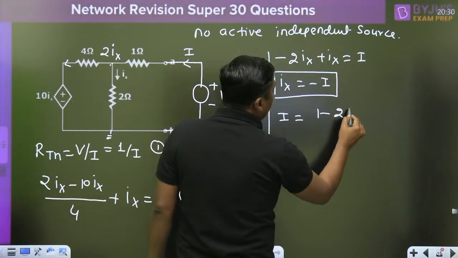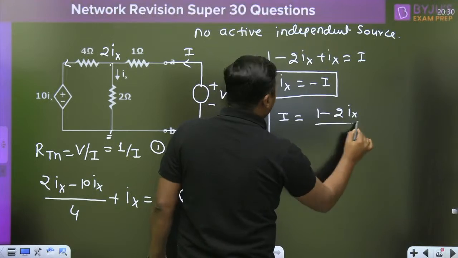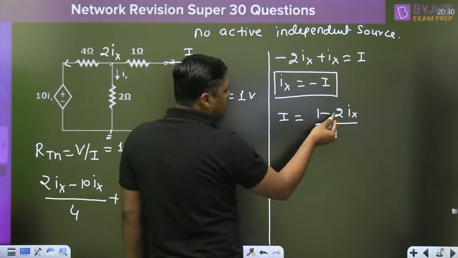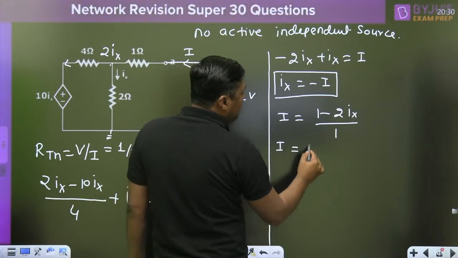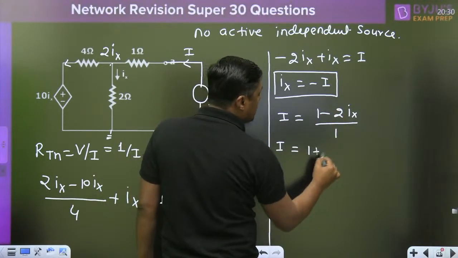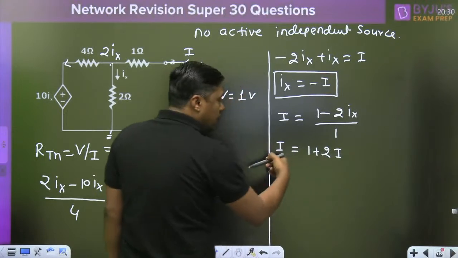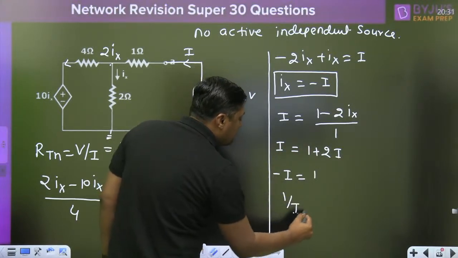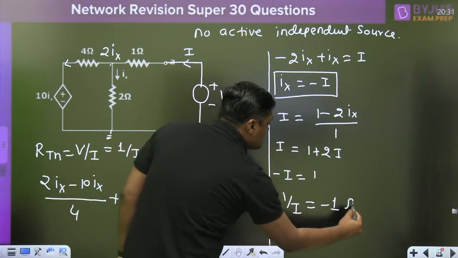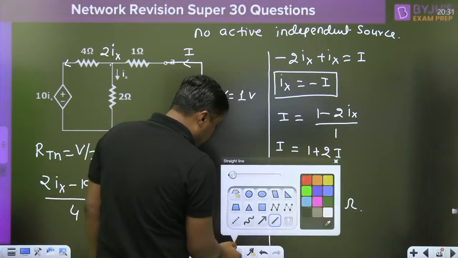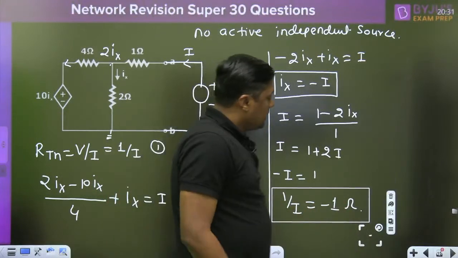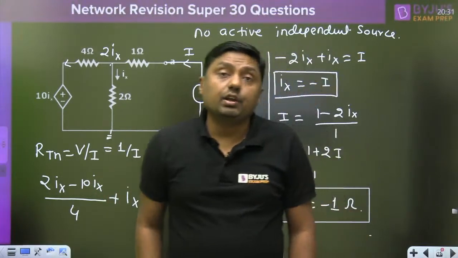Okay. Now 1 minus 2Ix upon 1, that is equal to I. You simply put the value here, right? This has become I. 1 plus 2I, and this is minus I, is equal to 1. So what is 1 by I? Minus 1. This is minus 1 ohm, the resistance here. Yes, you can also get a negative value.